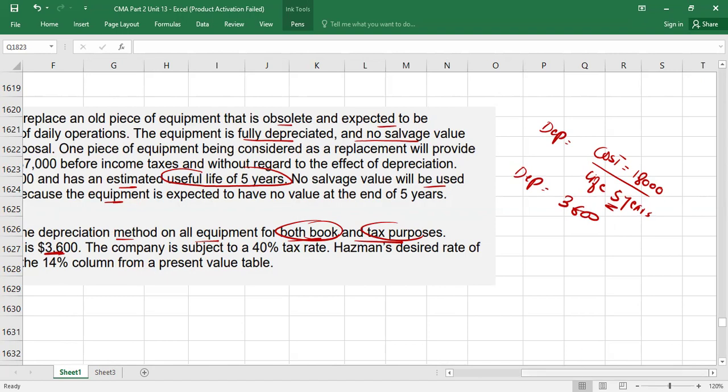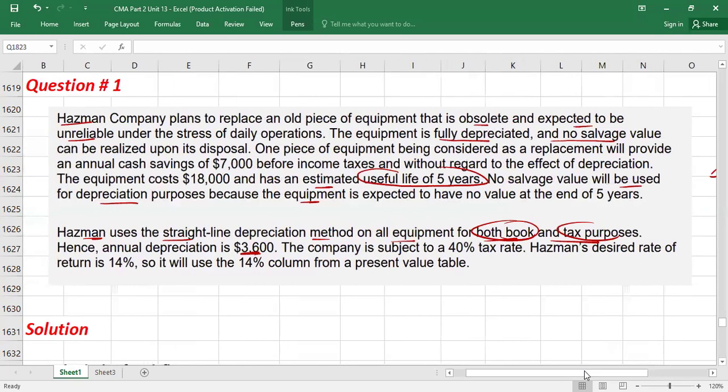So then guys here, what else information we have here? The company is subject to a 40% tax rate. Yes, we need a tax rate because we have to adjust these cash flows for tax purpose. Hasman's desired rate of return is 14%. So this is actually the cost of capital we will use, and we'll pick the discount factor at 14%. So it will use the 14% column of the present value table.